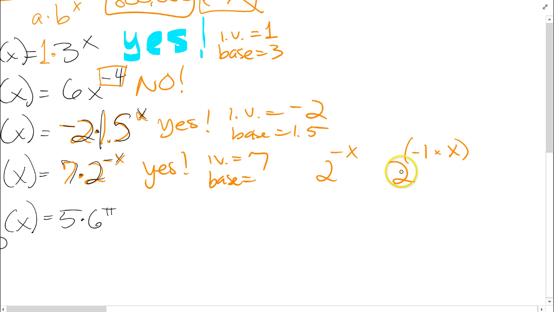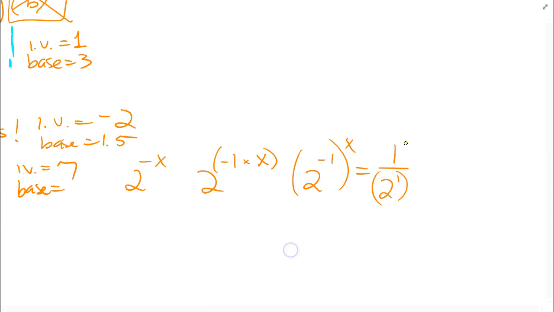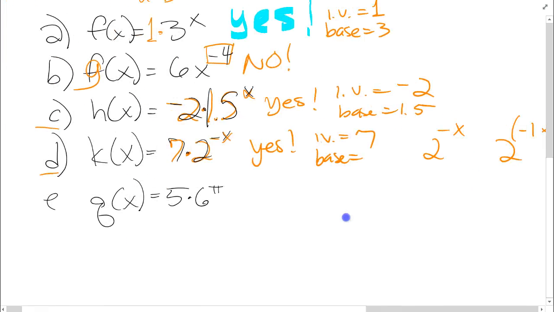That actually means that I've got one base with 2 powers, and I can write that as 2 to the negative 1 to the x, because with powers of powers, I multiply them and write the base just once. So now, what is 2 to the negative 1? Well, that would be 1 over 2 to the positive 1, and all of that to the x. So this is actually 1/2 to the positive x, and so my base, tricky, is 1/2.